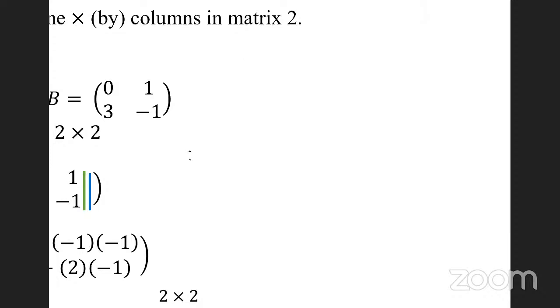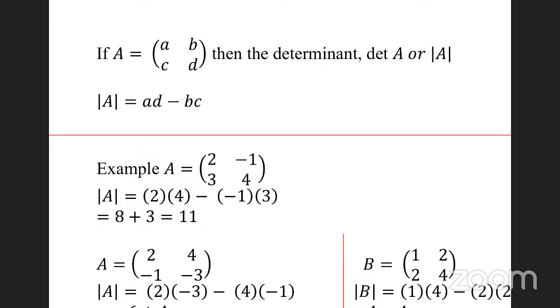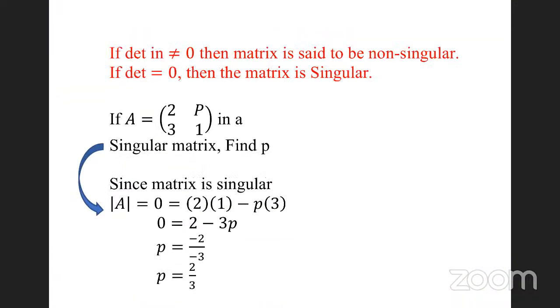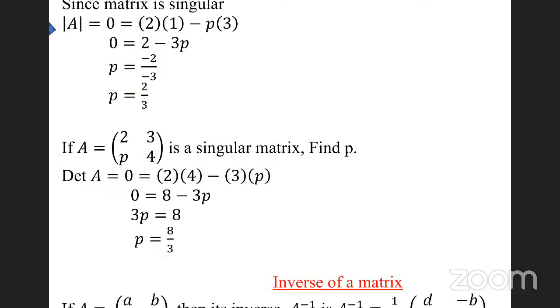All right? So the next thing that we have to look at now is how to find the determinant. Determinant is really easy. You multiply A by D, B by C, and minus them. Okay? That's the determinant, right? You kind of cross and then you minus. A by D minus B by C. Remember this rule here: if the determinant is 0, the matrix is singular. If it's not 0, then it's non-singular. Okay? Remember that, right? If the matrix is said to be singular, then the determinant value is 0.